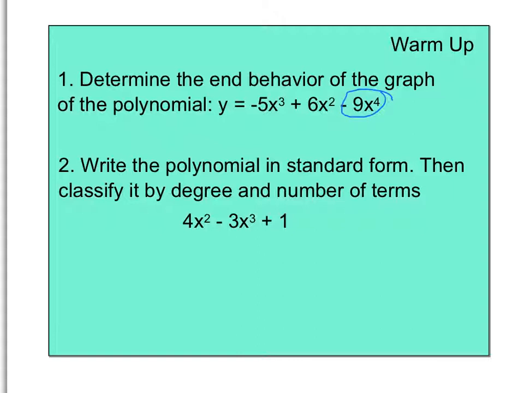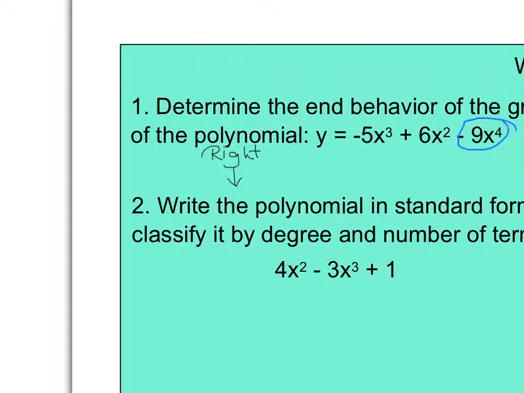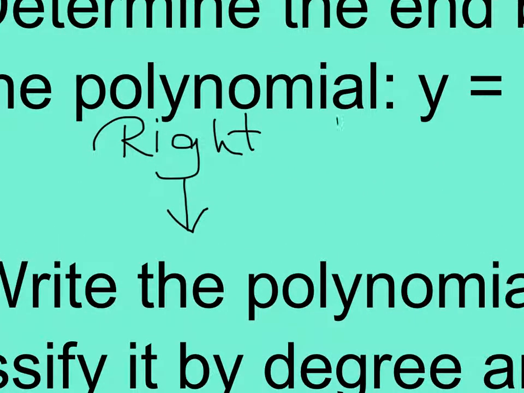Well, we look at the fact that it's negative. Negative tells you that your right side is going down. Then I look at the exponent. Exponent is a 4. That's an even number. So that tells me whatever my right side does, my left side has to do the same. So they are both going down. So end behavior, right side down, left side's down as well.